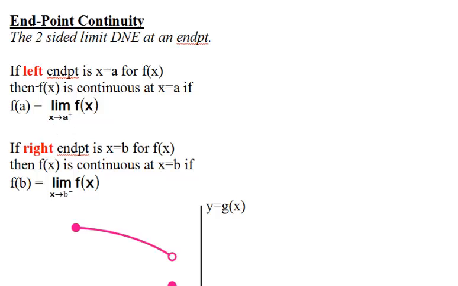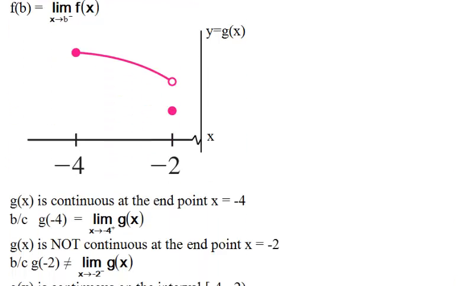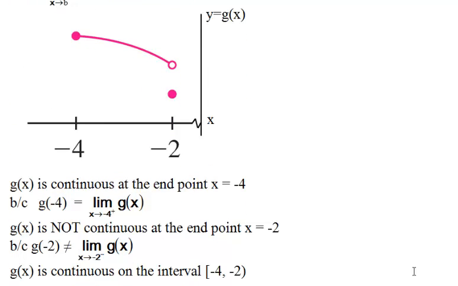The same thing holds true for a right endpoint. On a right endpoint, we need to show that the function value is equal to that one-sided limit as well. In this example, we have a picture of g of x, which is an interval from -4 to -2. Let's look at the left endpoint.